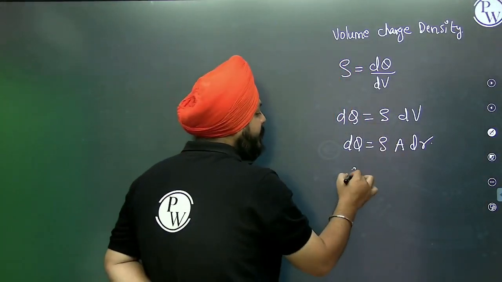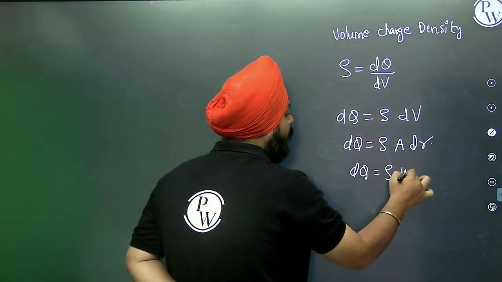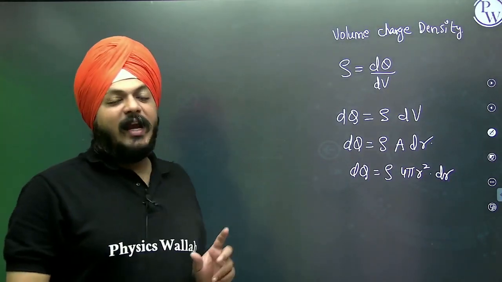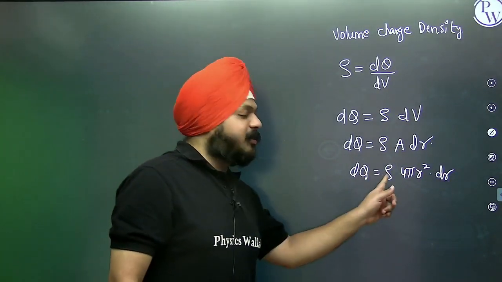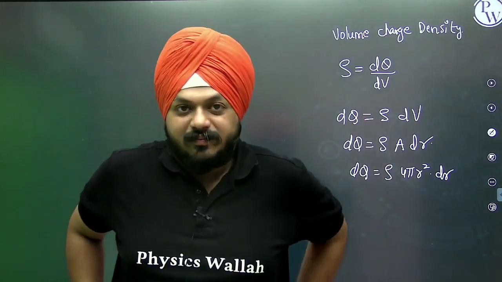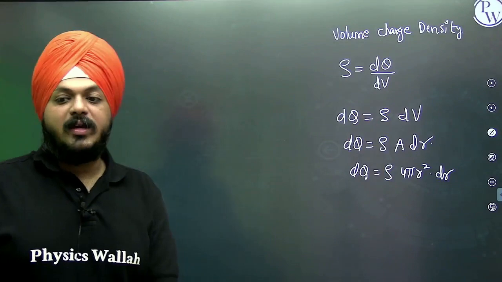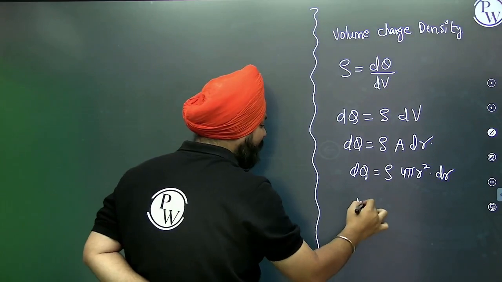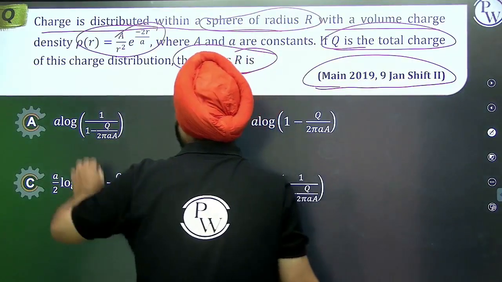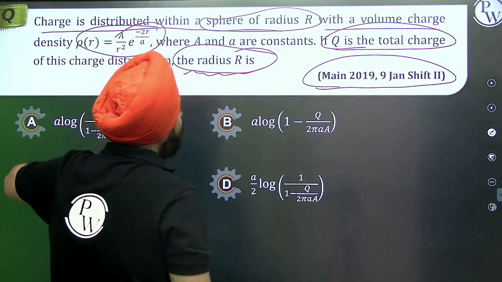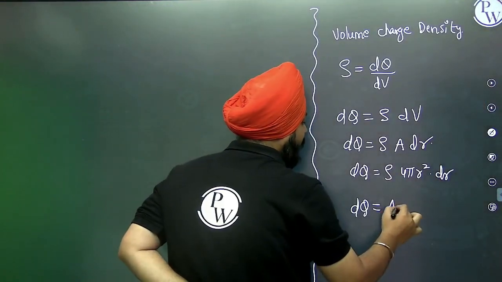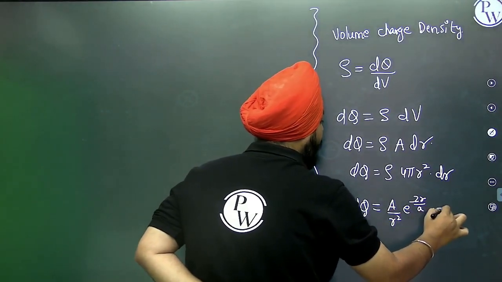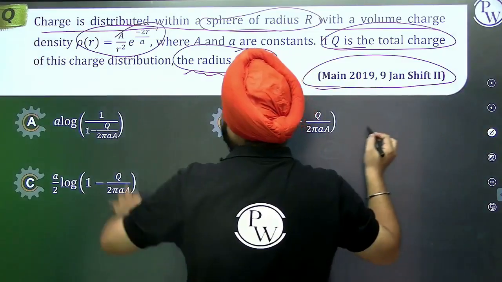For a sphere, can I replace area, so dq is equal to rho into 4 pi r square dr. Now one question always arises in the students' minds: whether this rho is constant or not. So rho is not constant, so we are going to replace it and find the equation of dq. We replace it with rho 0 by r square e raised to minus 2r by a, into 4 pi r square dr.